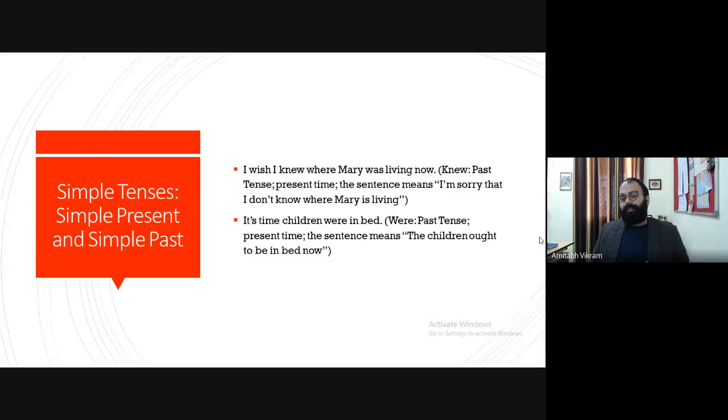That is in past tense, but it indicates present time, because the meaning of the sentence is the children ought to be in bed now. Now ought to be, again the form of modal auxiliary, ought to. We have modal auxiliary form. So this is again an assumption we are making, that the children ought to be in bed now.